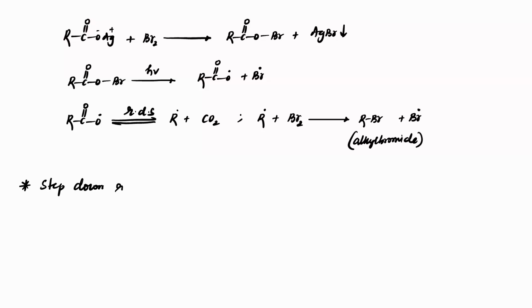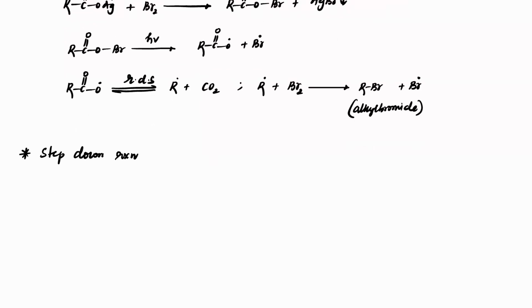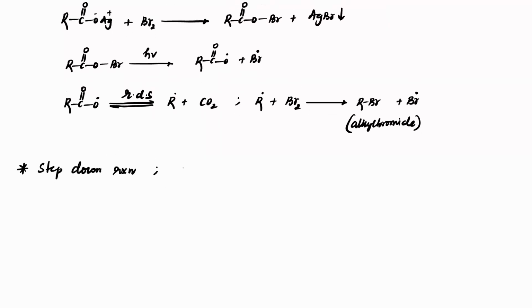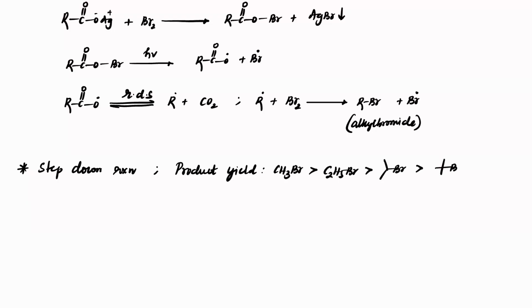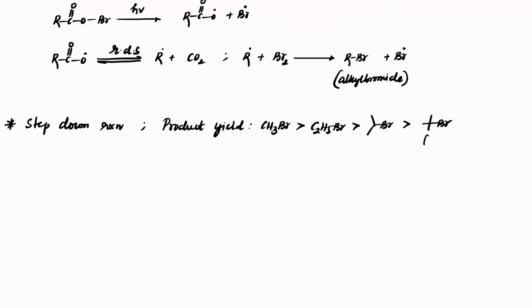Step down reaction, as in you will notice one carbon dioxide is less. Second thing, product yield will be better in the case of CH3Br compared to that of C2H5Br, then isopropyl, then tertiary butyl. This will be poor yield.